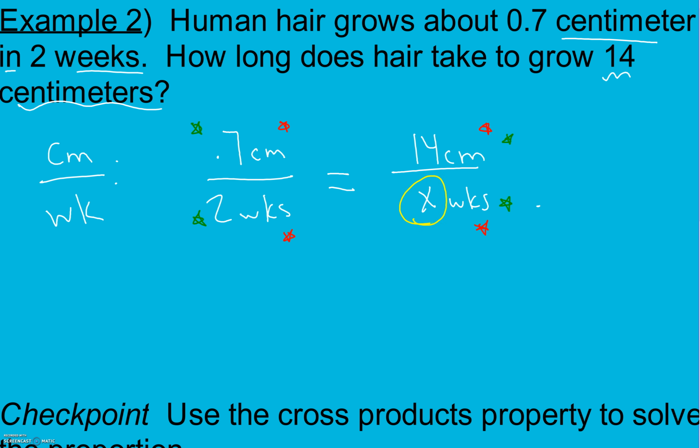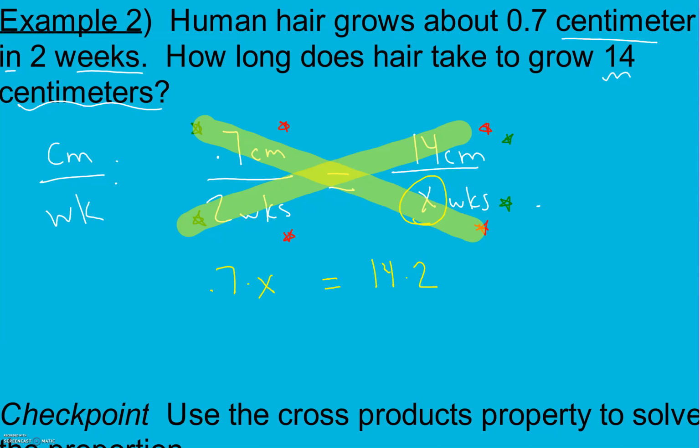So 0.7 to 14 is kind of hard to figure out what we had to do there, and we can't use the dividing and then multiplying both sides because we're in the denominator. So we can use cross products here and set them equal to each other. 0.7 times x equals 14 times 2, and we know we can set them equal because we set it up as a proportion. So 0.7x equals 28 when I multiplied 14 and 2.